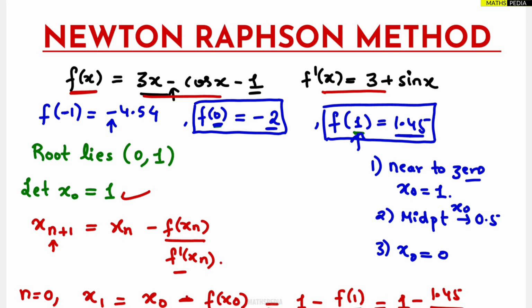So how to take x naught, that is quite important. x naught can be taken whichever is nearer to 0. So wherever you have got the value nearer to 0. Okay, minus 2 or 1.45. So 1.45 is nearer to 0. So that's why I have taken x naught value as 1. This is the one case. Another case is that you can take the midpoint of these two values. The x naught value can be considered as the midpoint of 0 and 1, which is 0.5. You can try out with 0 also. 1 I have taken, 0.5 I have taken. You can try out with 0 also. You will be getting the same answer. There is no difference. Okay. So you can try out many ways.